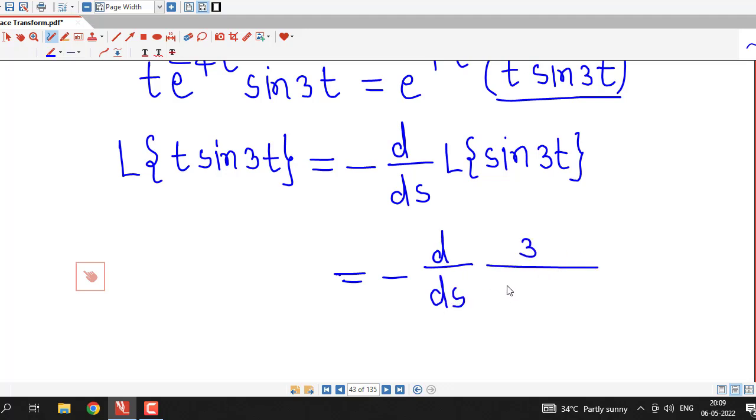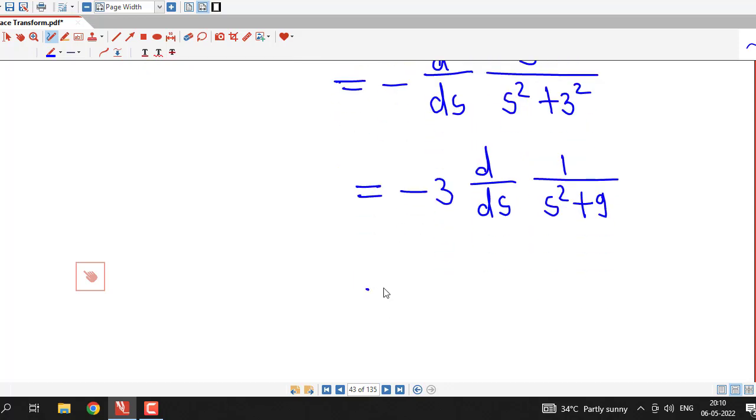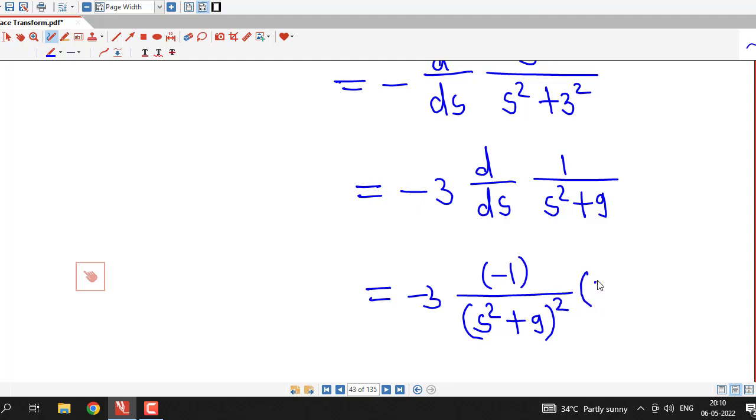It is 3 divided by s square plus 3 square, and this we can rewrite by taking constant 3 outside the derivative, as 1 divided by s square plus 9. This is equal to minus 3 times derivative of 1 over s square plus 9, which is minus 1 divided by square of s square plus 9 into derivative of s square plus 9, which is 2s.